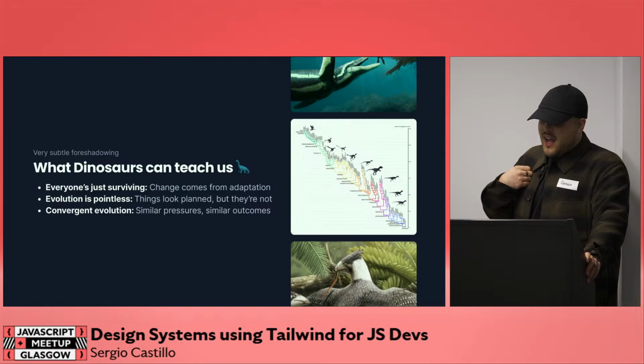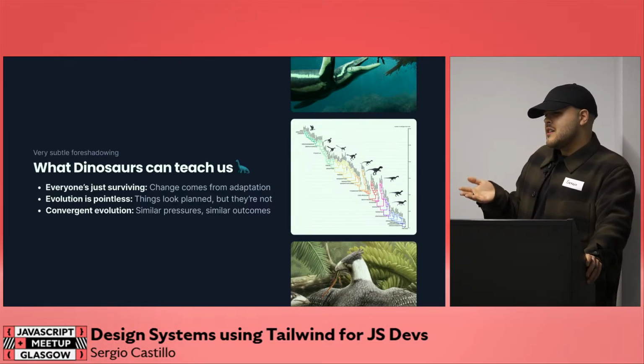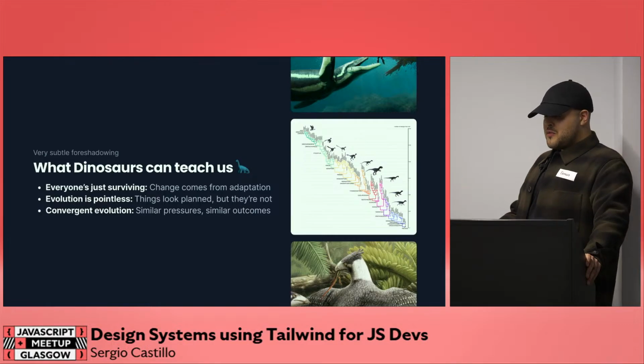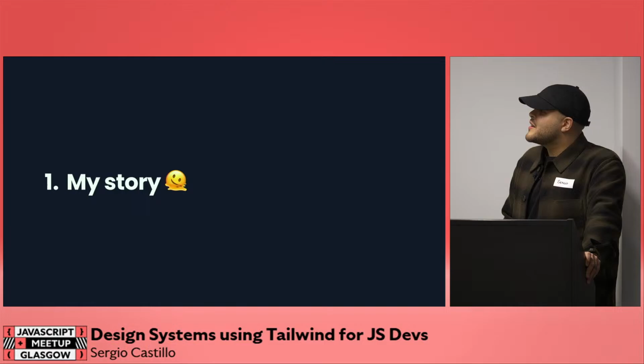And an interesting side effect of that is that maybe something that doesn't look like the most efficient way to do something might actually be quite efficient. Subtle foreshadowing. And I think that some of these ideas apply surprisingly well.